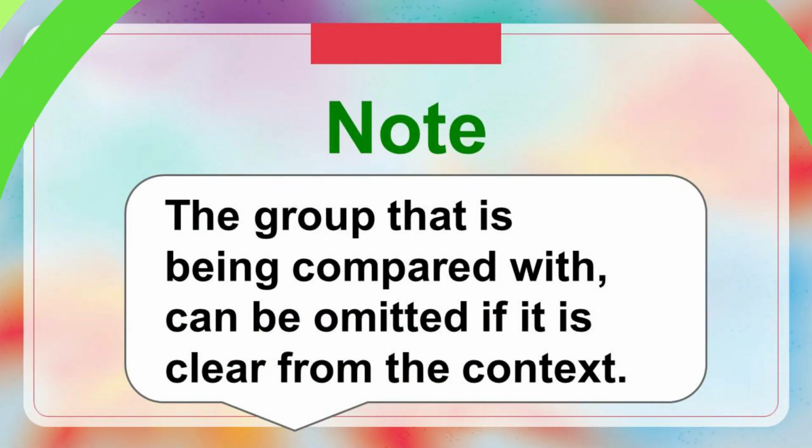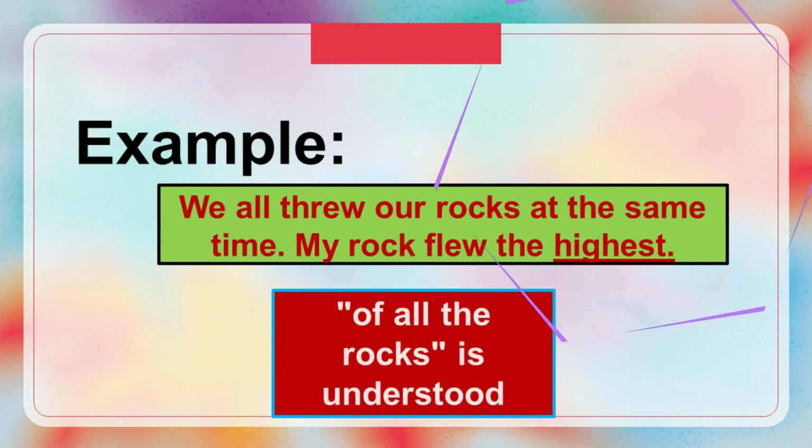Here is a note. The group that is being compared with can be omitted if it's clear from the context. Example, we all threw our rocks at the same time. My rock flew the highest. So, it's not necessary to mention all the rocks because it is understood in the last part of the sentence. So, it can be completely omitted.